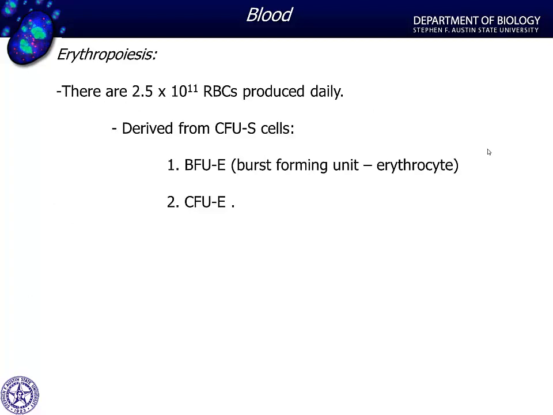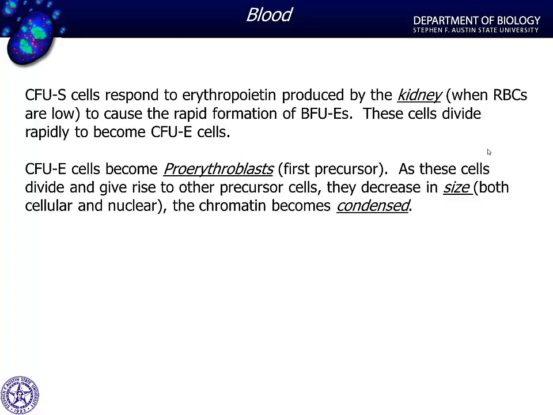So first, we're going to look at erythropoiesis, and we are going to produce red blood cells from our CFU-S, that is our multipotential stem cell. And with erythropoiesis, we are going to see that we first form a burst-forming unit, erythrocyte, and then we form a colony-forming unit, erythrocyte. So these are our progenitors and our precursor cells.